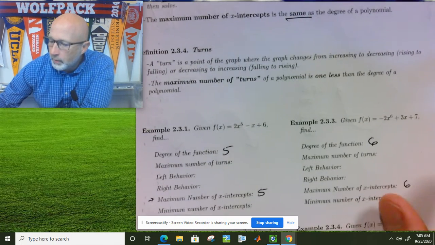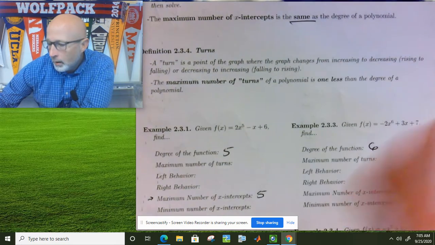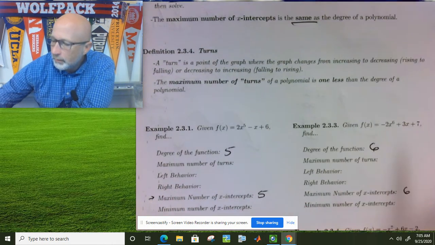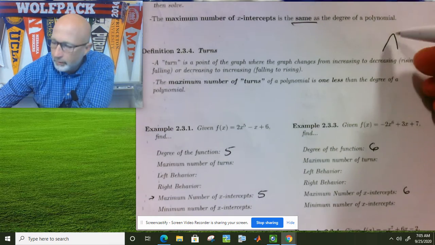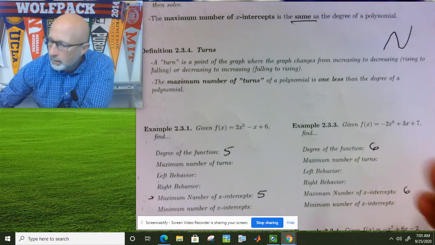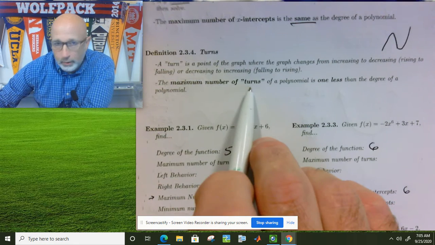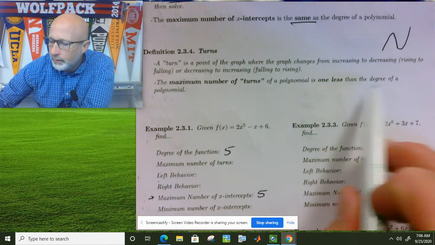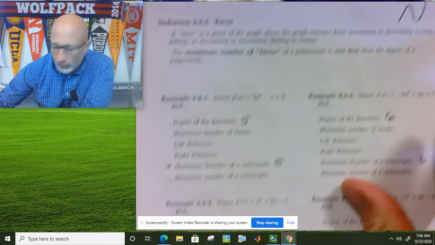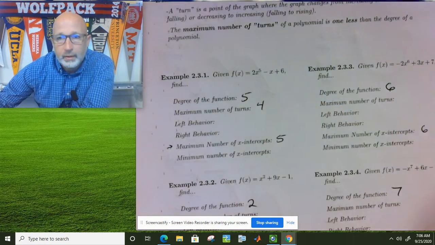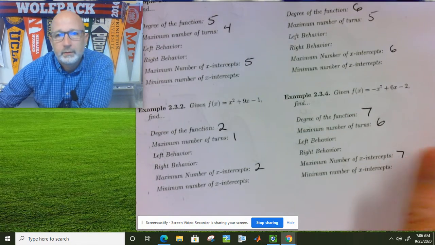Okay, let's go down here and let's talk about turns. Okay? So a turn is a point on the graph where the graph changes from increasing to decreasing. So something as simple as like that. There's a turn there. Okay, if it went back up, there's another turn there. The maximum number of turns is 1 less than the degree of the polynomial. So there's the degree. The maximum number of turns must be 1 less than that, than 4. This would be 5. This would be 1, and that would be 6.